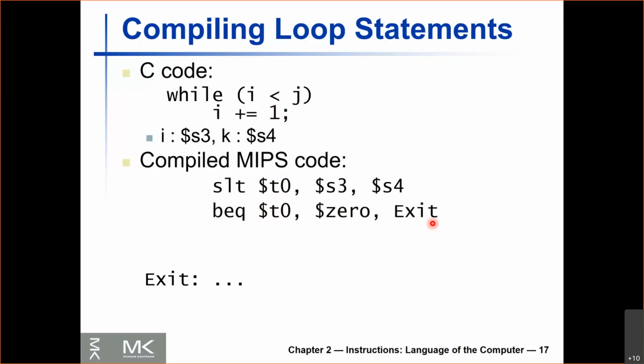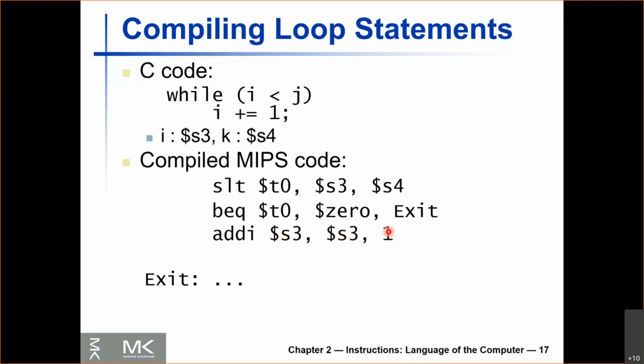Okay, great. So now what we've done is we exit the loop if the condition is false. If the condition is true, we're going to simply go down and execute the next instruction. What's the next instruction? Well, it needs to be i plus equals 1. How do I do i equals i plus 1? Correct, add immediate. So where is i? i is in S3. So I'm going to do add immediate S3, S3, 1. So this means S3 equals S3 plus 1.